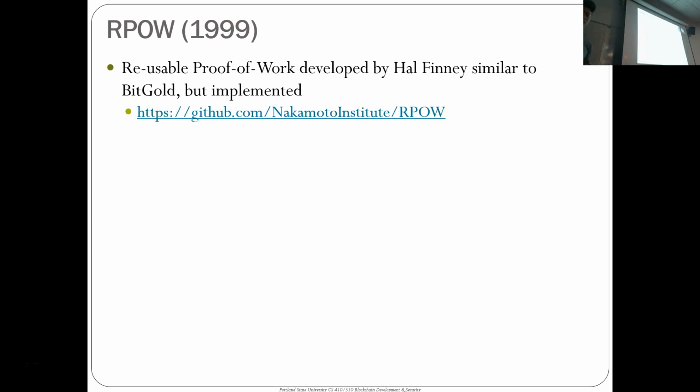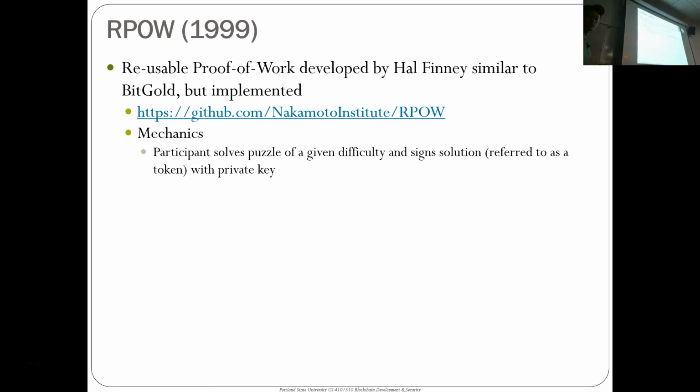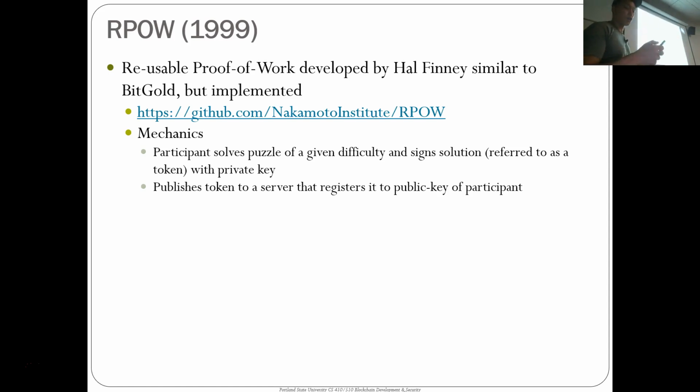The next system is this reusable proof of work system. And this was developed by Hal Finney, and it was basically very similar to BitGold, except it got implemented. And they have, on GitHub, the code for this implementation there, if you want to look at it. So the ideas are similar. Participant solves a puzzle, signs a solution, and this is going to be referred to as a token. Signs it with its private key so that it can get credit for this solution. Publishes the token to a server, and the server will register that to the public key of the participant. So I've minted a token that I now own.